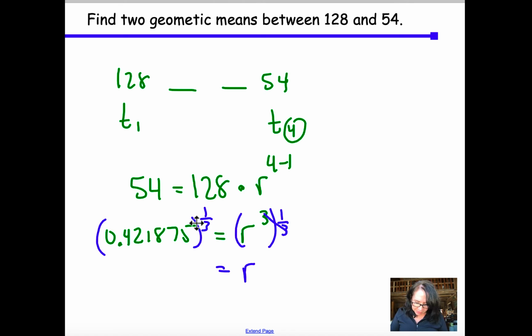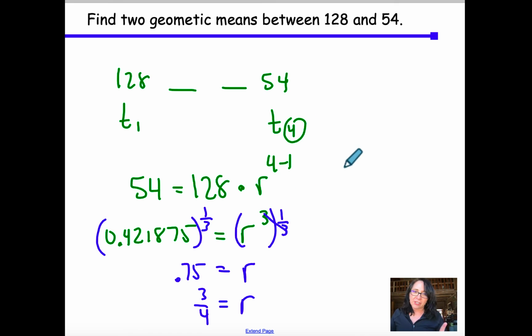Let's see. I think it's to the, let's see if this works, parenthesis 1 divided by 3. I might have to use my other calculator. This looks like the answer is 0.75, which becomes r equals 3 over 4.